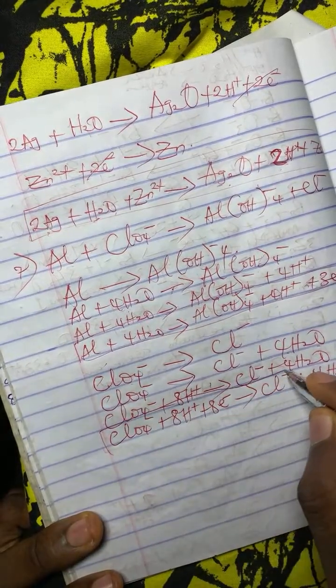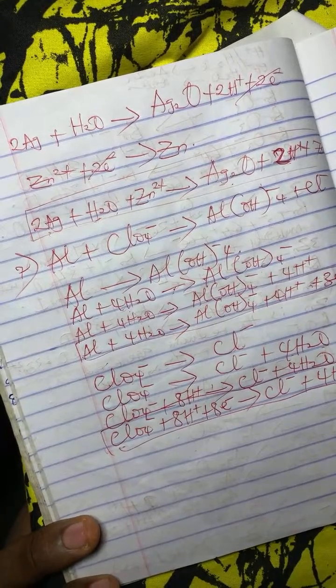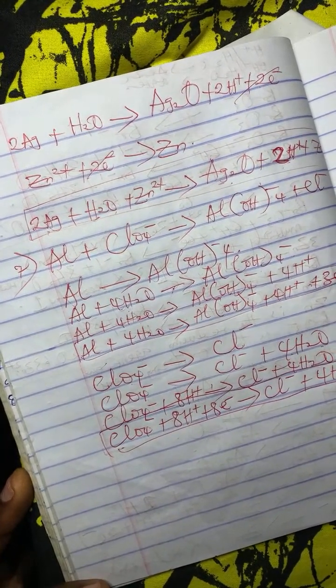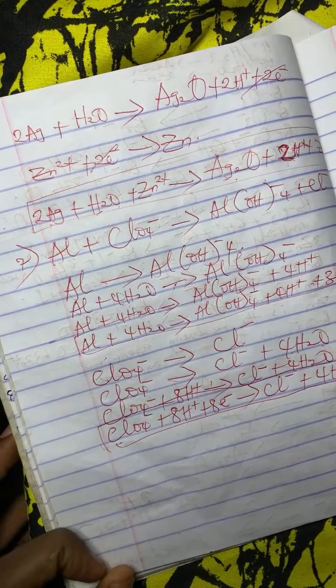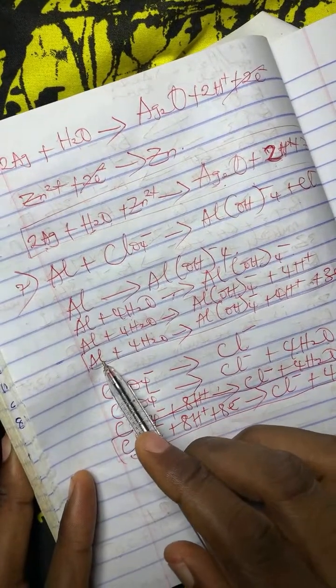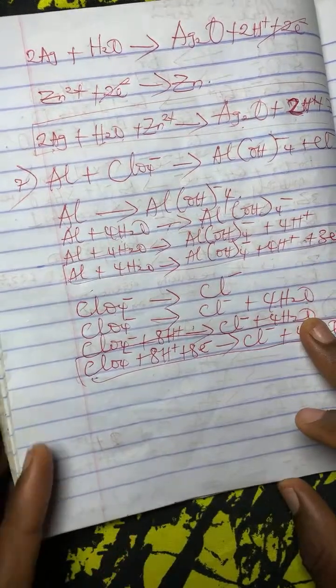Now if we come here, you begin to see that the charges are balanced, as well as the atoms. So if I come here, I will say, okay, we have to multiply. Now multiplying, what am I going to do here? I need to look at this particular one here. This is the first reaction. This is the second reaction.